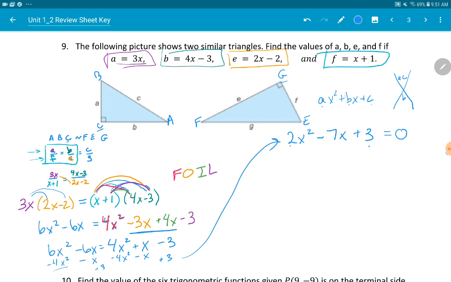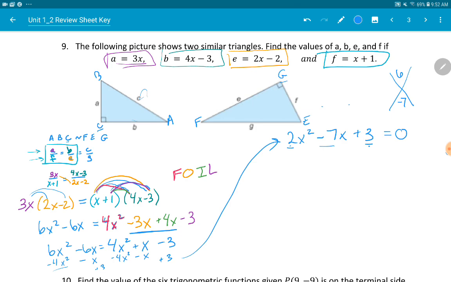Just to note though, this is my quadratic language. It's not the same a, b, and c as this. So I'm actually going to cross that off to avoid that confusion. But on the top, I put the leading coefficient and the constant. So 2 times 3, which is 6. That's the last one and the first one. And in the bottom, I put that middle number, which is negative 7.